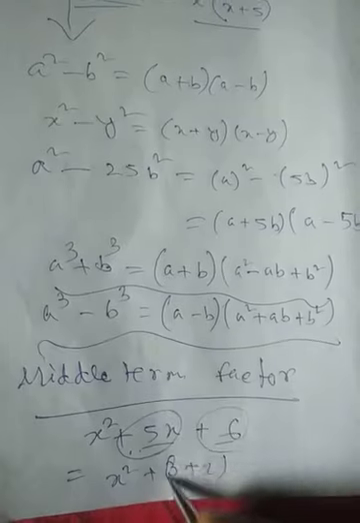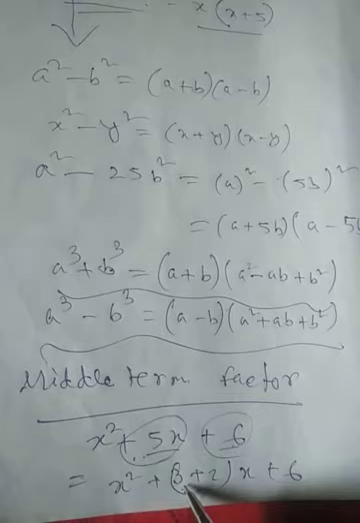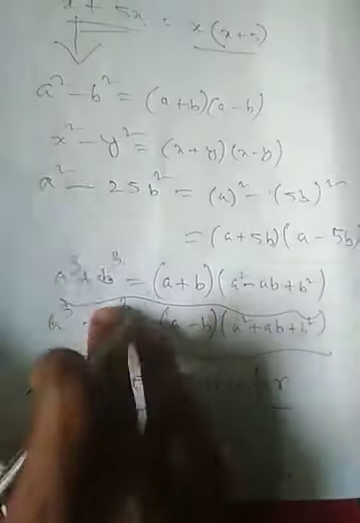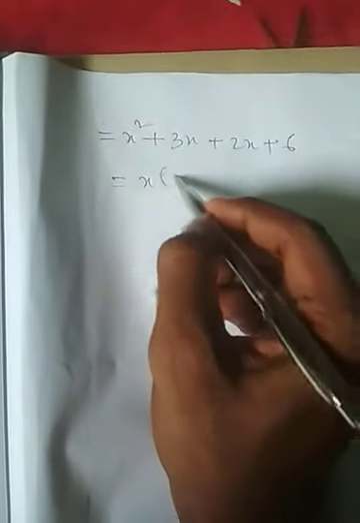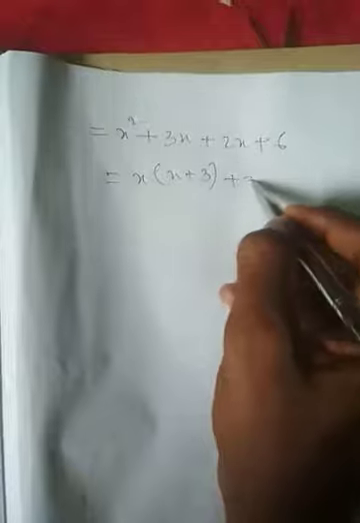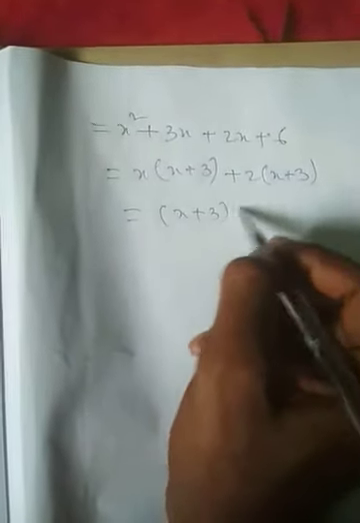Like I am writing 3 plus 2. You can see 3 into 2 is plus 6. 3 plus 2 is 5. You have to break that in that way. That is the way of middle term factorization. So that becomes x square plus 3x plus 2x plus 6. Now take the common: x plus 3. So that becomes x plus 3 into x plus 2. This is another way.